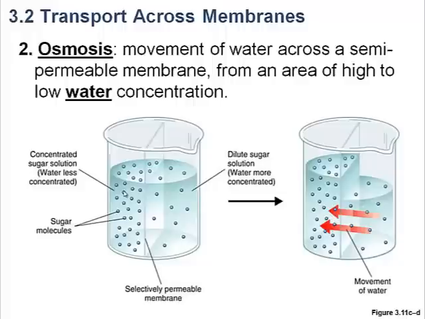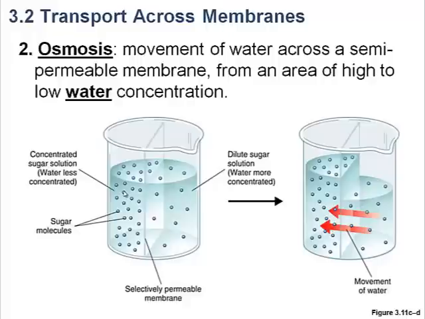And so look at the two halves of this beaker and ask yourself this question: on which side is water more concentrated? On which side are the water molecules more crowded? And that will allow you to predict where the water will move. Because if you think back to diffusion, you remember that diffusion is the movement of particles from an area of high concentration to low concentration. Well, osmosis is a diffusion of water.